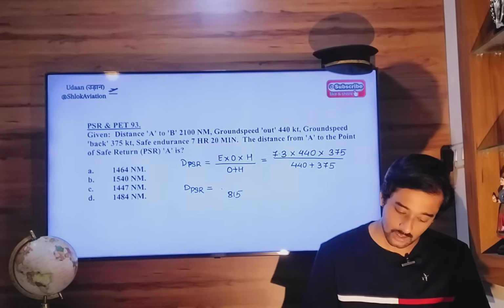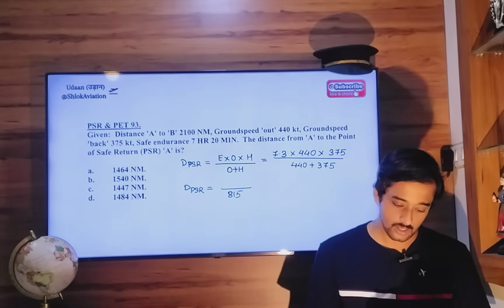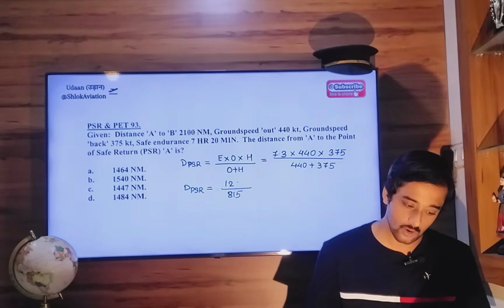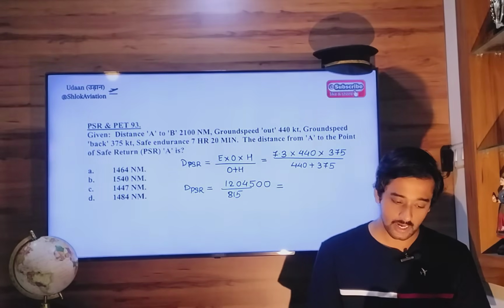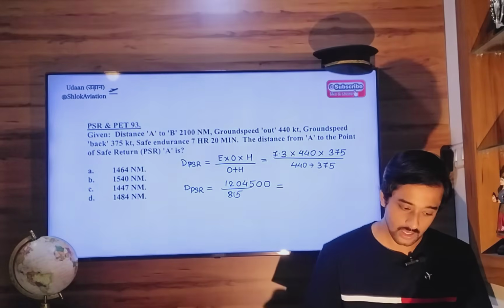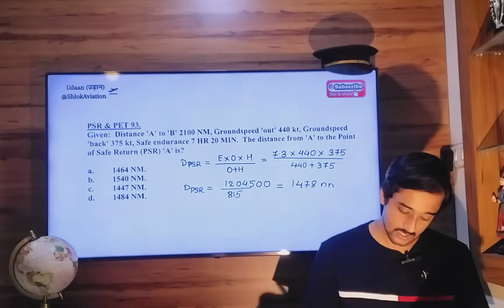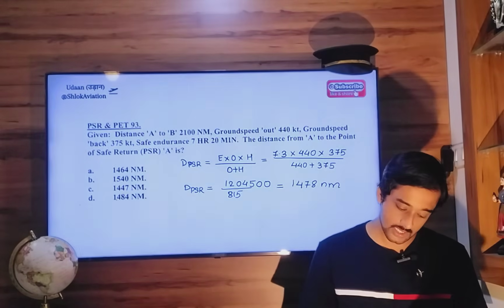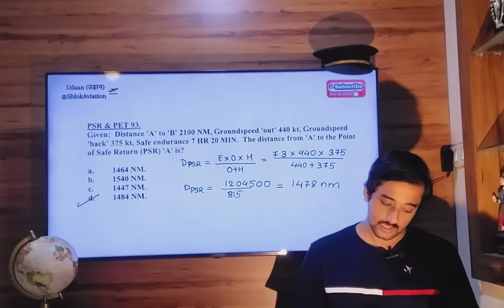7.3 into 440 into 375. So that is 1204,500 divided by 815 is 1478 nautical miles. Okay, 1478. So the closest option here is option delta 1484. Okay, next.